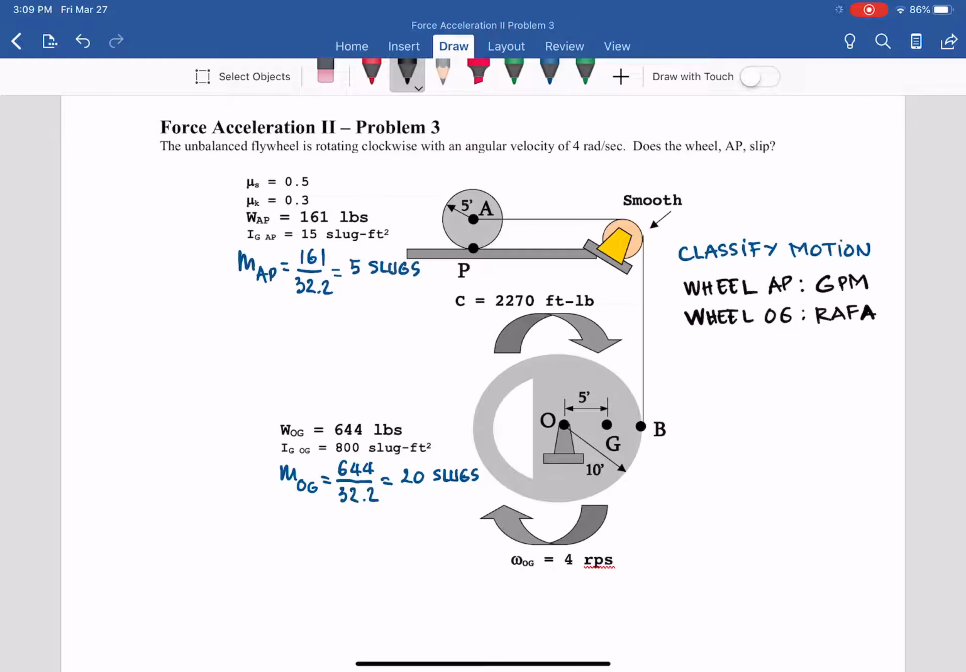This is problem 3, force acceleration 2, and it is one of the more challenging problems in force acceleration. We have two wheels, AP and OG, as shown. The flywheel OG is unbalanced and rotates clockwise, and the angular velocity of this flywheel is 4 radians per second, also shown in the figure. The question is: does the wheel AP slip or not slip?